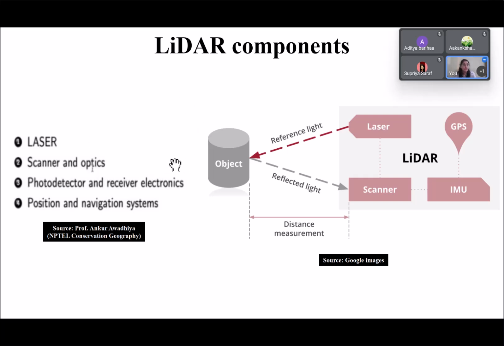The representative image on the right says the very same thing, and you can see here, right, this is the lidar system. So you have a laser installed with GPS, IMU and a scanner. You have a reference light, you have the reflected light. This distance here can be calculated because of the presence of GPS and IMU, and that is the advantage of using an active source, in this case the laser lidar system.